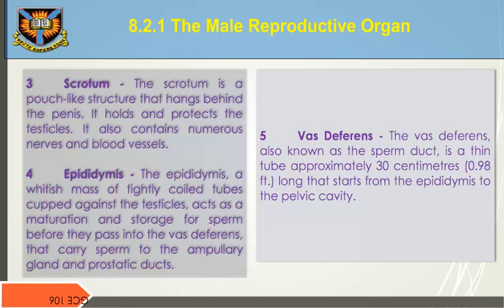Epididymis. The epididymis is a whitish mass of tightly coiled tubes cupped against the testicles, acting as a maturation and storage place for sperm before they pass into the vas deferens that carries sperm to the ampullary gland and prostatic ducts. Vas deferens. The vas deferens, also known as a sperm duct, is a thin tube approximately 30 centimeters long that starts from the epididymis to the pelvic cavity.